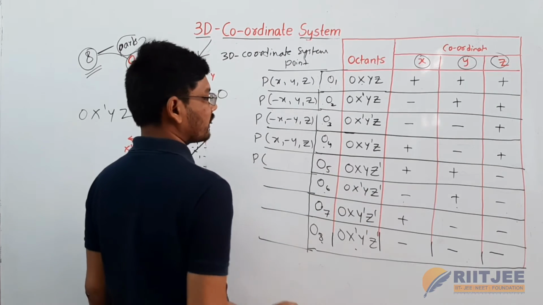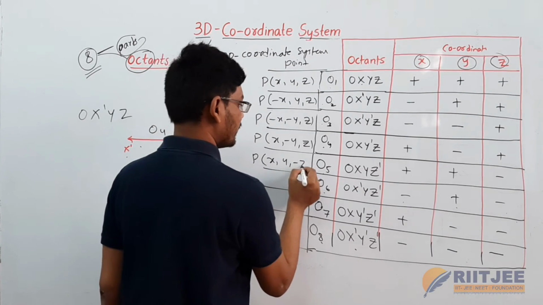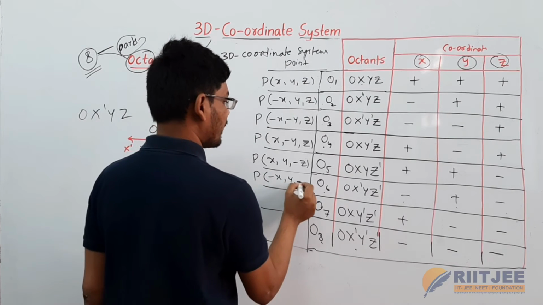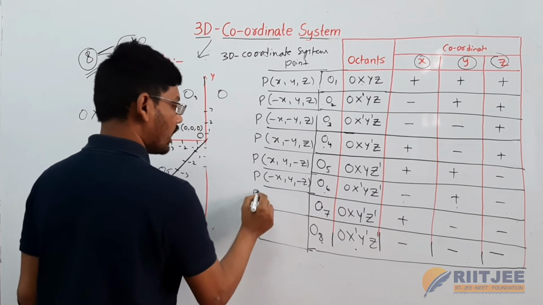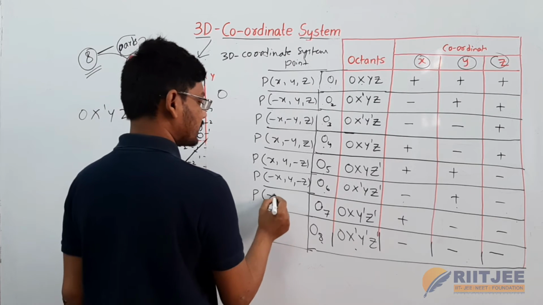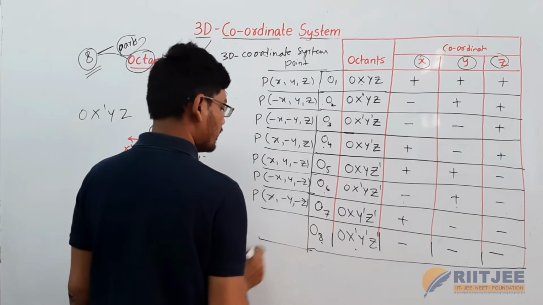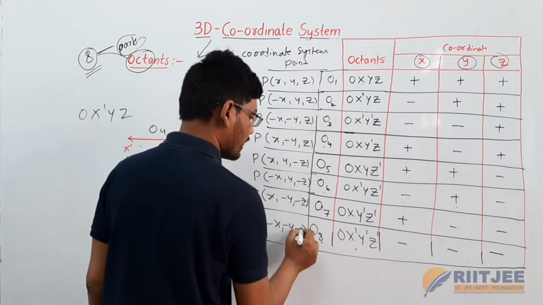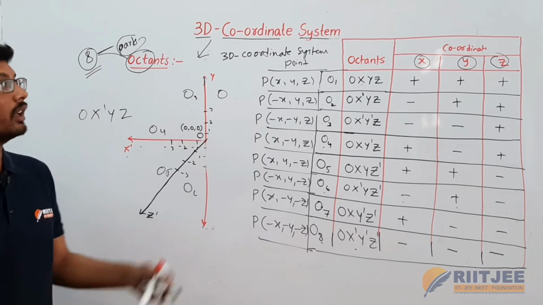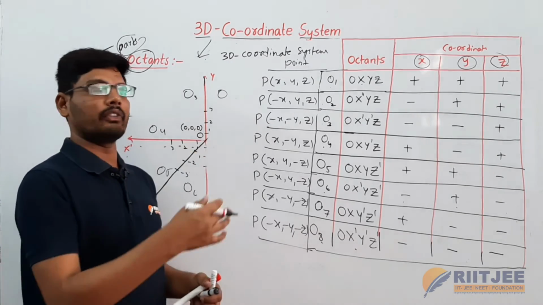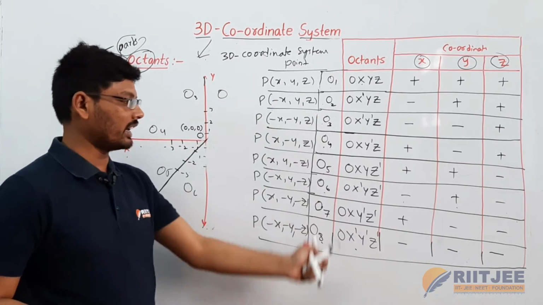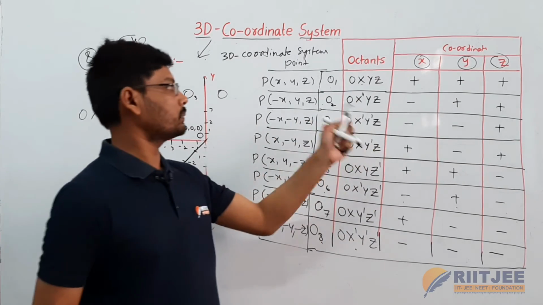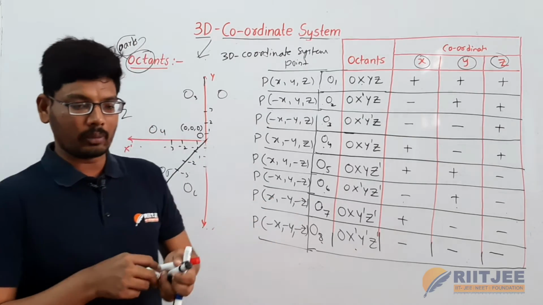Point of fifth octant is x comma y comma minus z. Point of sixth octant is minus x comma y comma minus z, and point of seventh octant is x comma minus y comma minus z. Point of eighth octant is minus x comma minus y comma minus z. This is all about the position of a point in different types of octants. Here we have 8 types of octants and 8 types of coordinates.